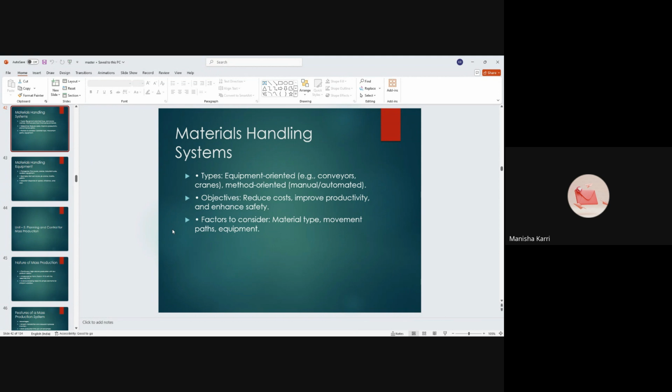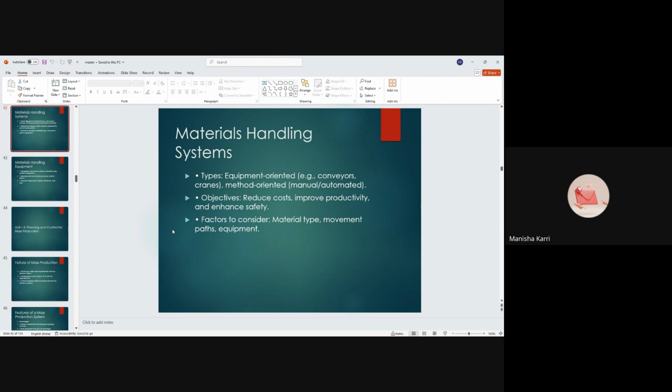And the last one is enhancing safety. Some factors should be considered in these material handling systems. The first one is material type. You can see it in the PPT. So what does material type mean? Using different types of materials, for example liquids, heavy parts, and some fragile items, all these need different handling systems. This is nothing but material type.